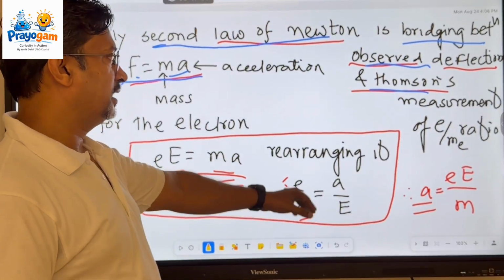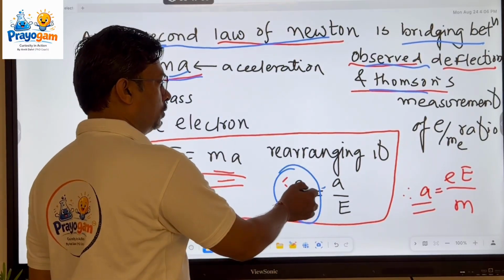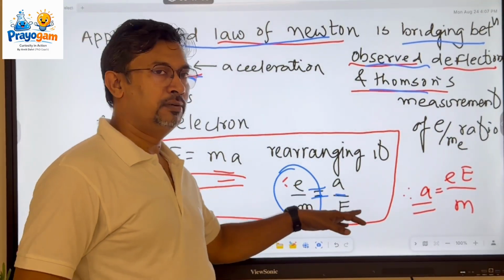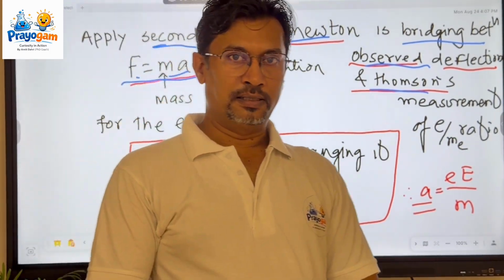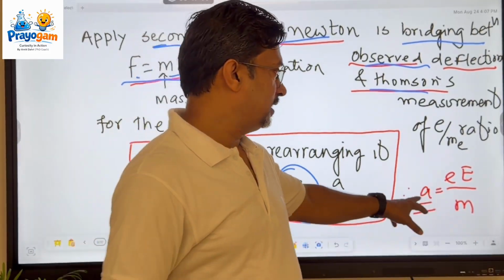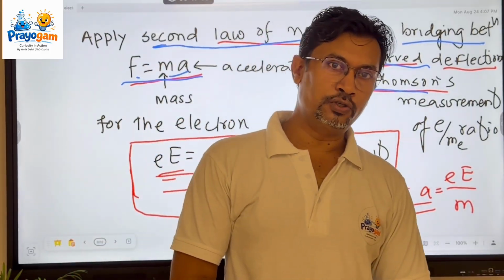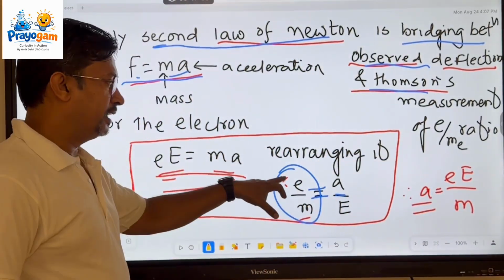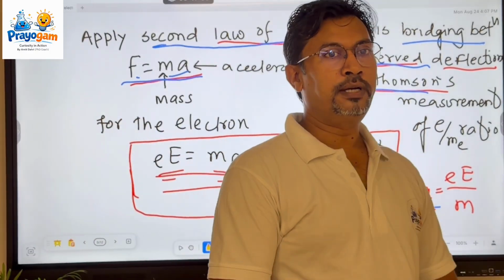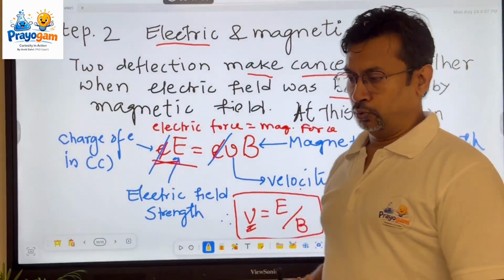By rearranging this, we can say e by m is equal to a by E, acceleration upon electrical strength, right? So from this equation again we can calculate the acceleration. So a is equal to eE upon m. Okay children? So what did we get now? We have calculated the e by m equation as well as we got the equation for calculating acceleration. Right children? Then step 2.